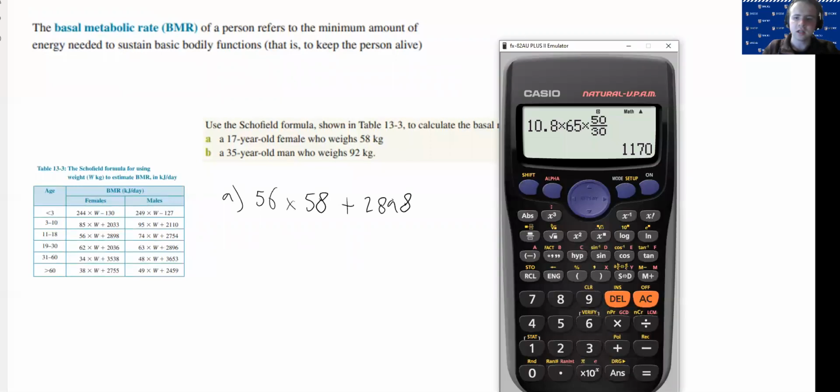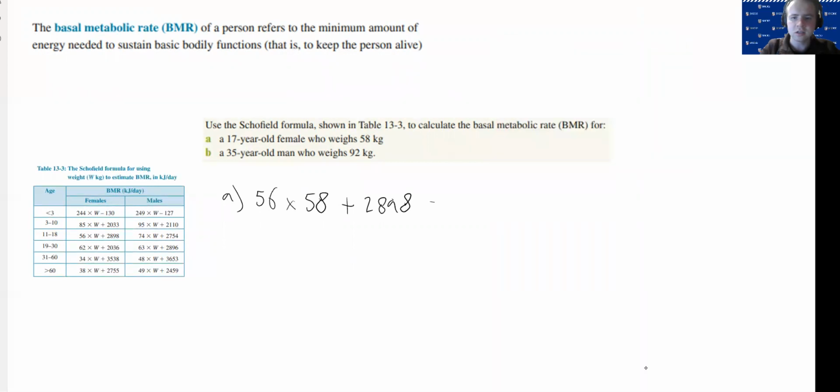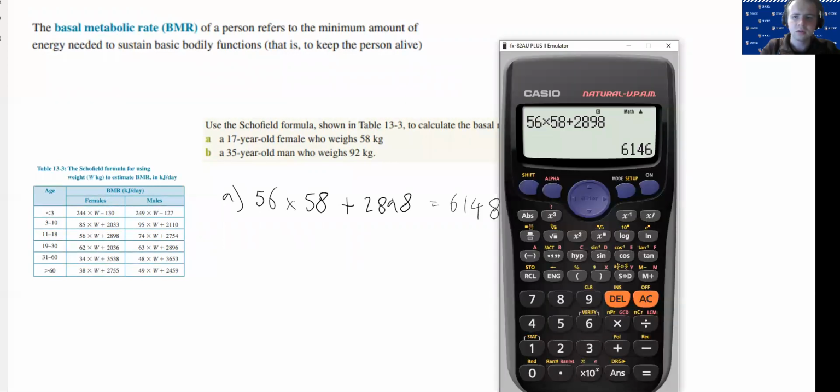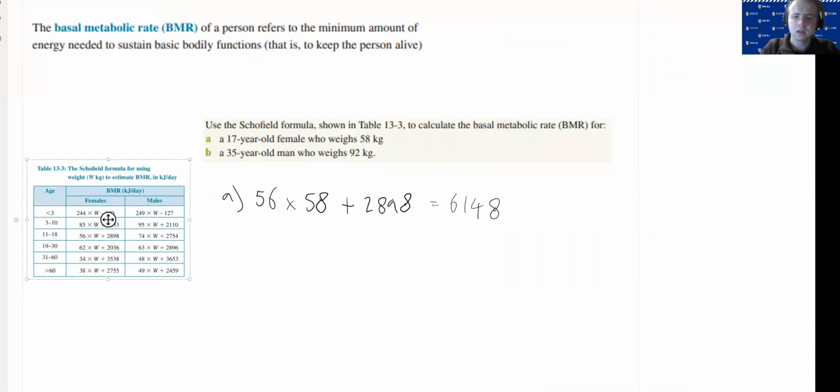Okay, so let's get our calculator up. 56 times 58 plus 2898. Press equals, and we get 6,146, sorry. But you can see there, we're just using the formula given in the correct cell of the table.